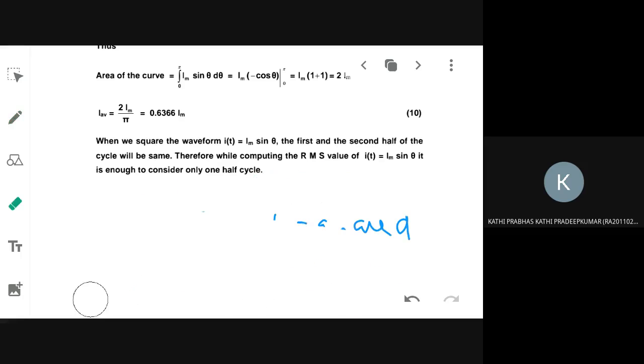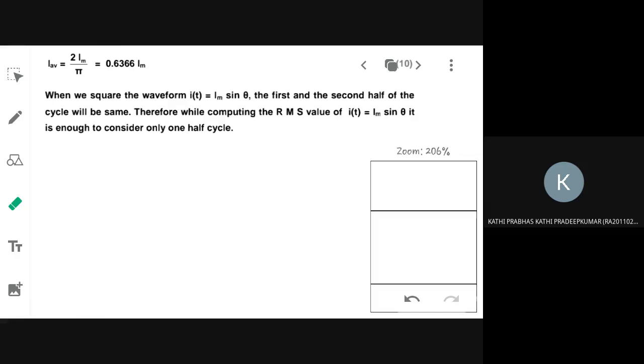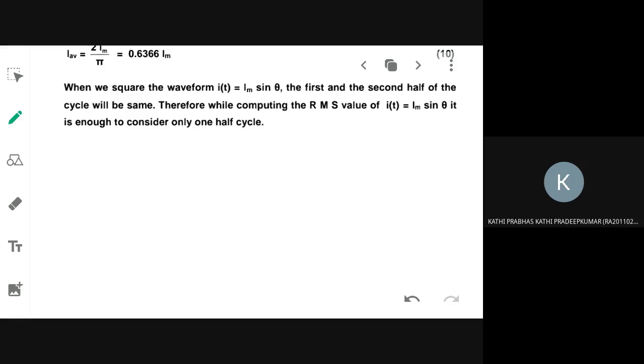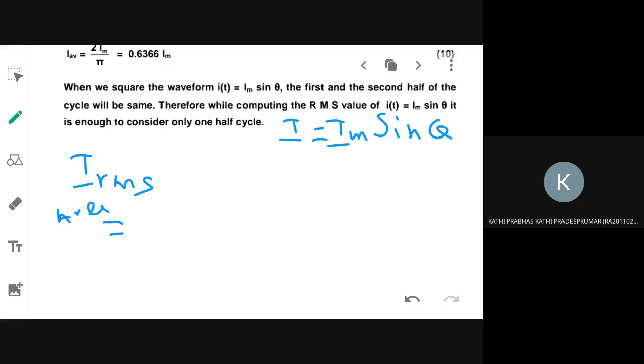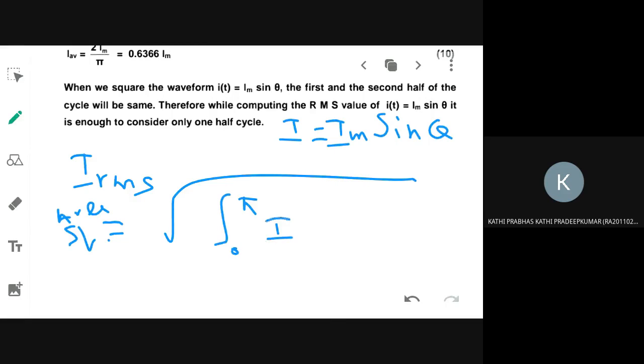So what you will do is, again, you know that i is equal to Im sin theta. Now I want IRMS. In order to do that, I want the area under the squared curve. That will be given by the square root of the integral from 0 to pi of i squared d theta. This is how I will be deriving root mean square. Square I have to take, then square root I have to take.